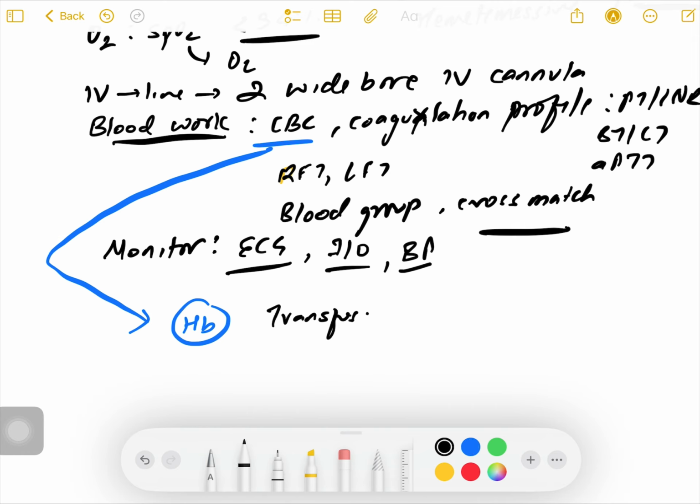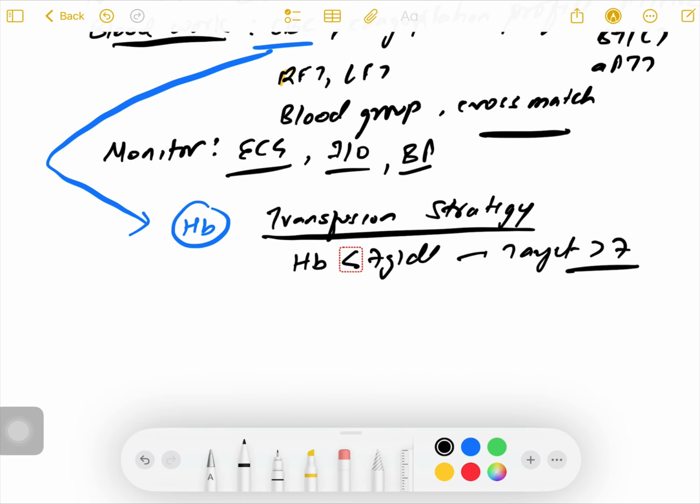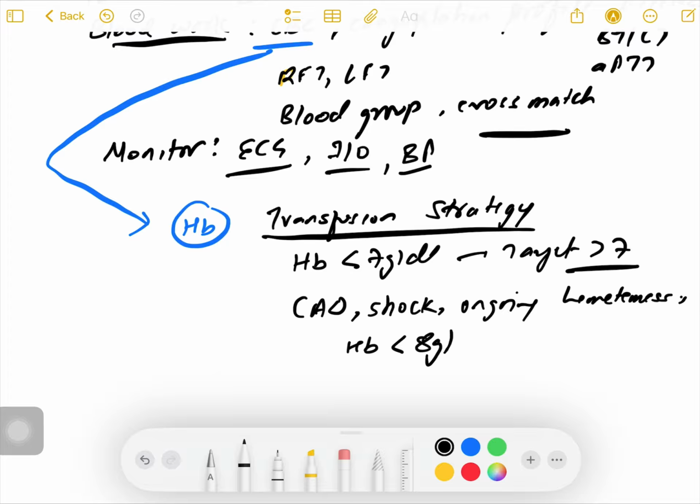For all the patients presenting to our emergency department with UGI bleeding, we transfuse them only if their hemoglobin is less than 7 gram per deciliter, to keep the target of more than 7. But in case of coronary artery disease, if the patient is in shock, or if there is ongoing bleeding, ongoing hematemesis, then we should transfuse the patient if hemoglobin is less than 8 gram per deciliter.